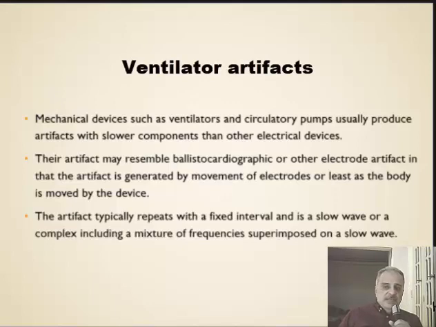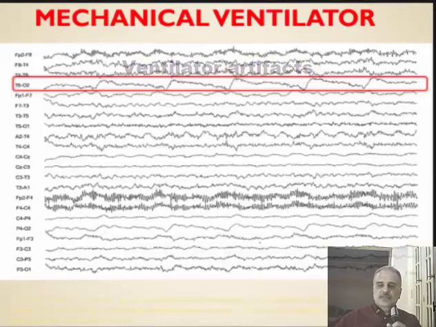Ventilator artifacts may be similar to the ballistocardiographic artifacts. This is to say the movement of the electrode with the movement of the ventilator, giving slow wave-like artifacts. Here it is more evident over the occipital electrodes that rest on the bed, transmitting the movement.